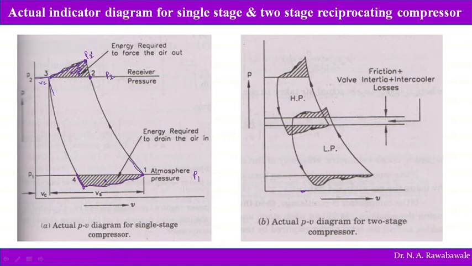Then the expansion of air present in the clearance volume takes place. Theoretically we say that this expansion stops at 4 and suction goes from 4 to 1. But practically, the pressure inside the compressor cylinder has to fall below atmospheric pressure up to 4 dash. So instead of P1, the pressure has to be reduced up to P1 dash. Only then will the air start to enter the compressor cylinder. This is the difference between the actual PV diagram and the theoretical PV diagram, and this is the additional area shown in the actual indicator diagram.